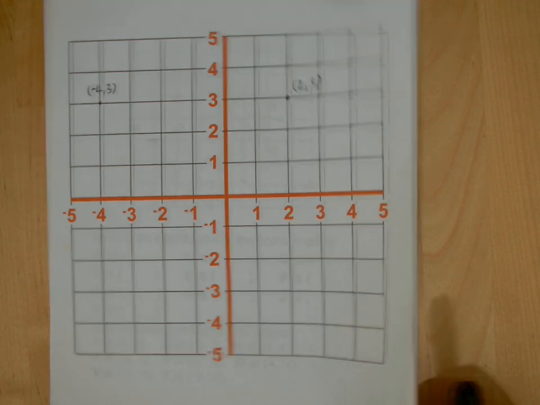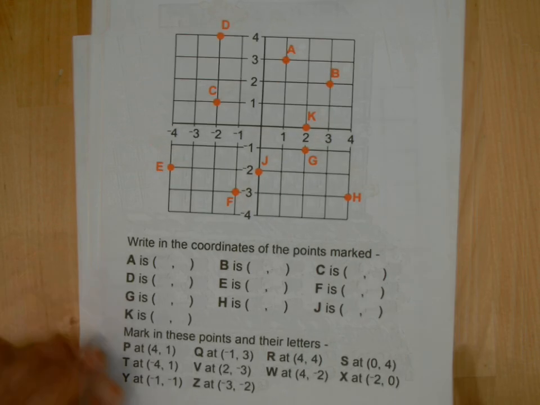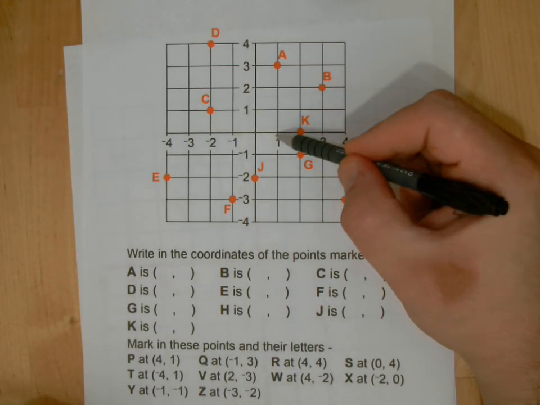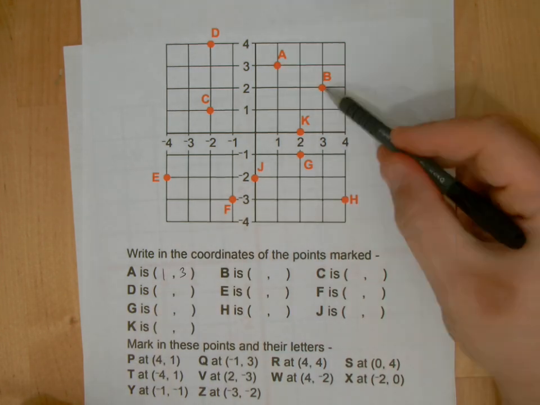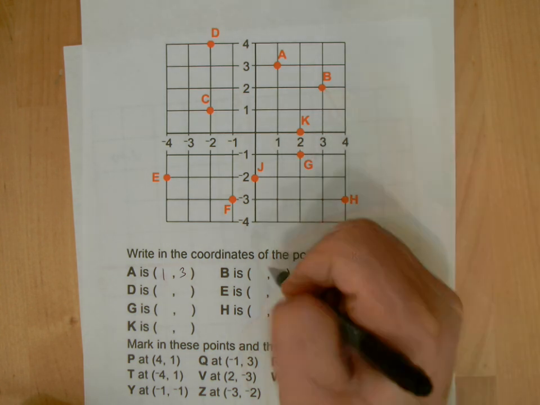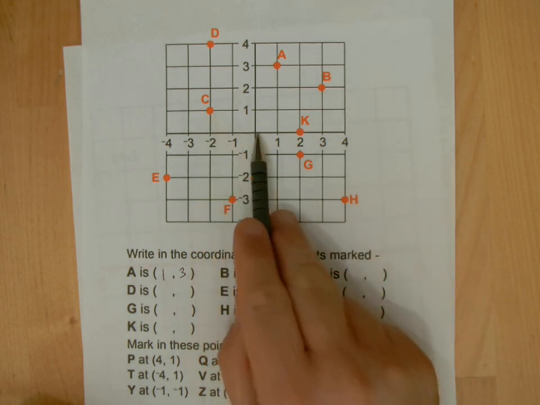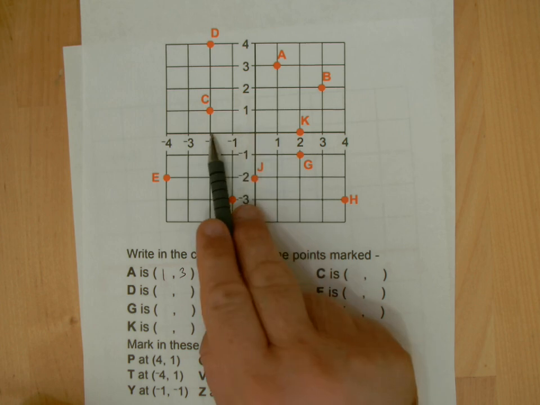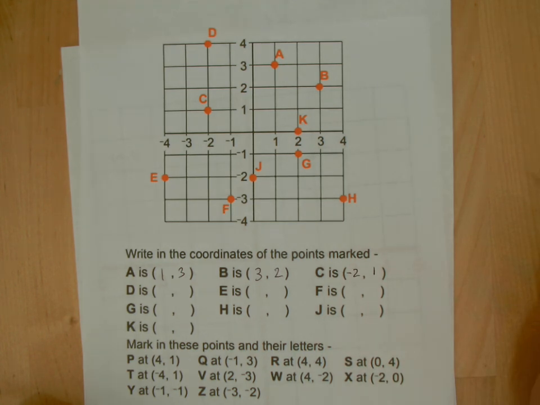Okay, let's just do a few on here. I won't do them all. But A, for instance, here, to get to A, you've got to start here, across 1, up 3. So it'll be 1, 3. Okay, B, across 3, up 2. So 3, 2. Now when you look at C, when you go across, you've got to go to the left. So you've got to go to -2 and up 1. So -2 here, up 1 there.